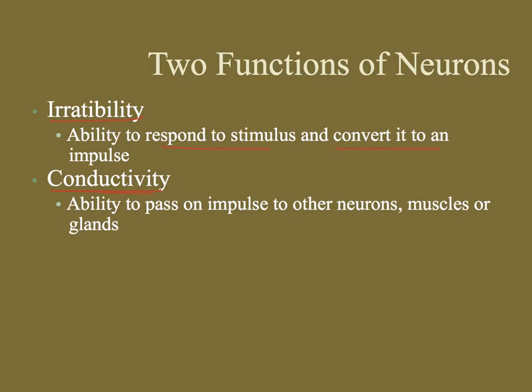So without these two functions, our nervous system would not work. But because our neurons are responsive and they are irritable and they are able to conduct these impulses onto other cells, we are able to communicate from one end of our body to the other and enjoy all of the thinking and processing ability of our brain.